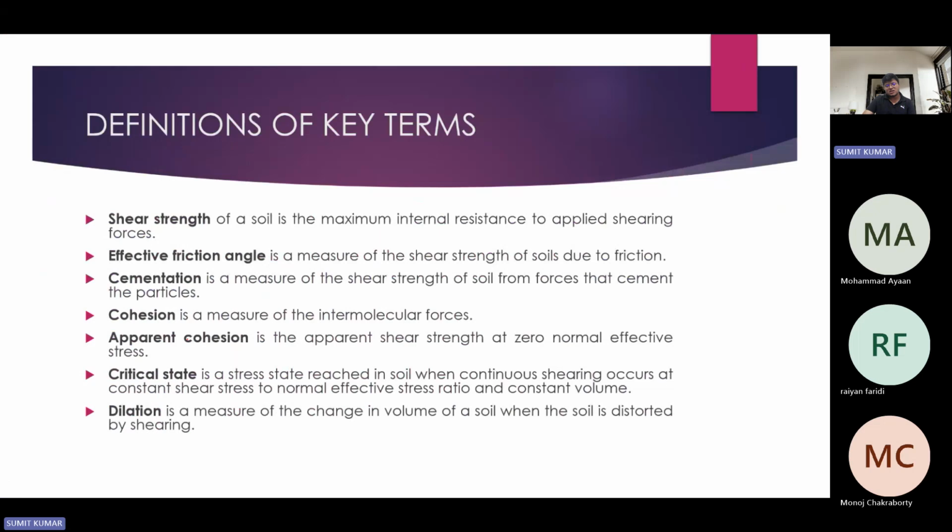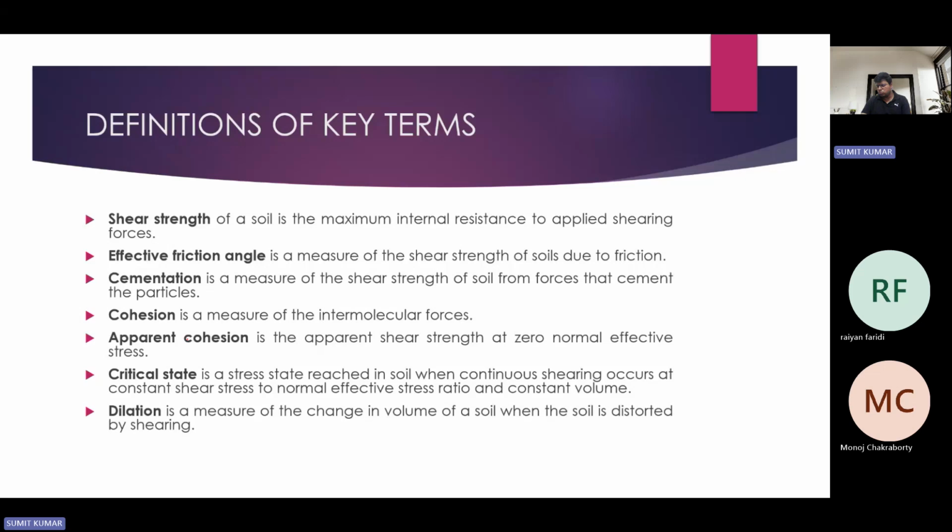Apparent cohesion is the apparent shear strength at zero normal effective stress. The critical state is a state reached in the soil when continuous shearing occurs at a constant shear stress to normal effective stress ratio and constant volume. Talking about dilation, it is a measure of the change in volume of soil when the soil is distorted by shearing.